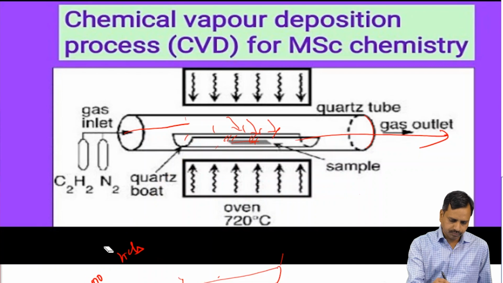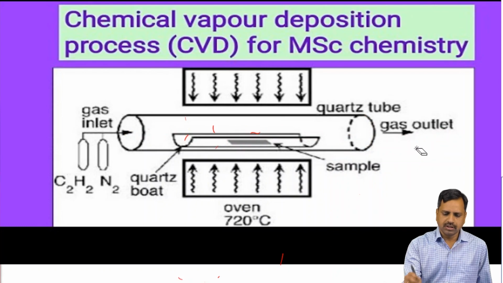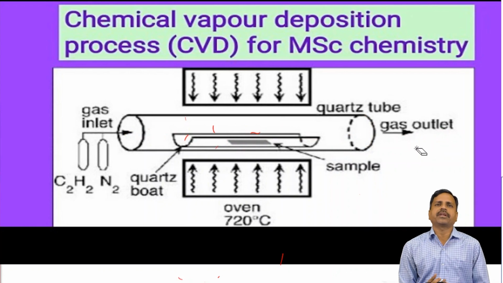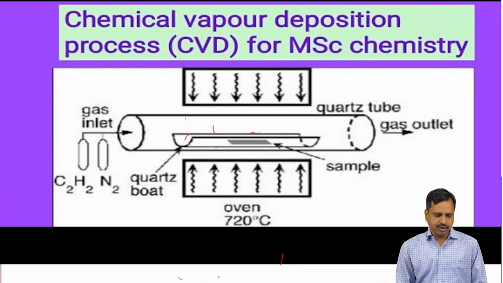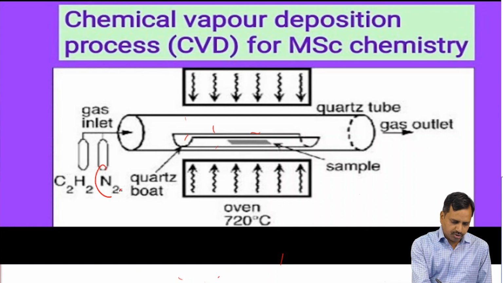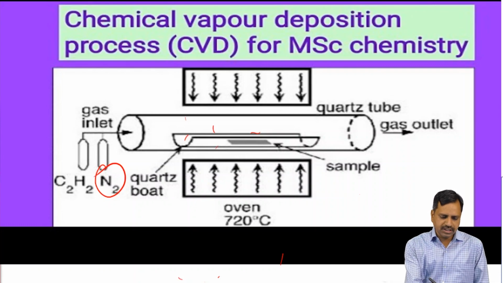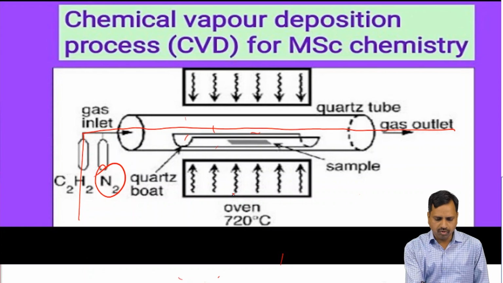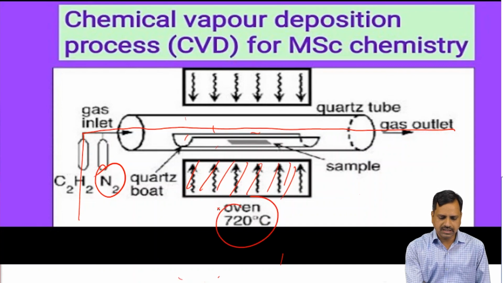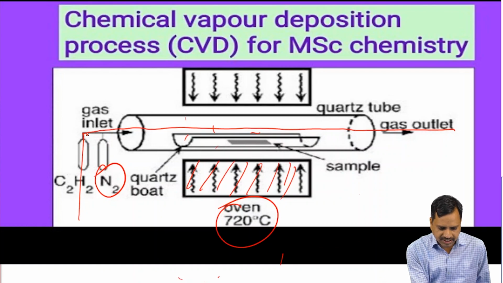Another important thing we can talk about is the chemical vapor deposition method. Here, what materials does this method use? Acetylene will be used as a precursor material, and nitrogen will be used as an inert gas. Always in this process, the nitrogen will be passed through this quartz oven. This is called the oven, which will maintain a temperature of 720 degrees centigrade. When it maintains the temperature, this acetylene will be used as a carbon source.